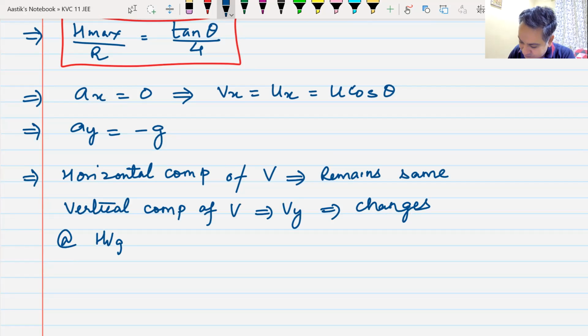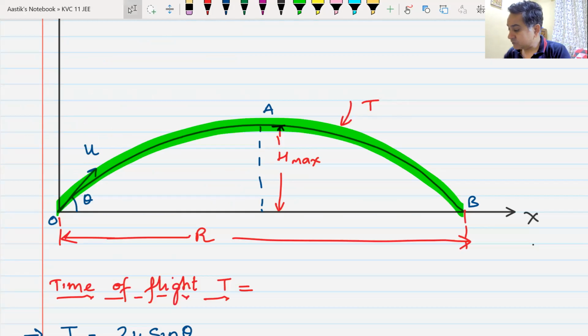At the highest point, and when I say highest point, that highest point is A. Let me take you to the highest point again. This is the highest point. At highest point, the velocity will be horizontal. At the highest point, vertical component of velocity is how much?